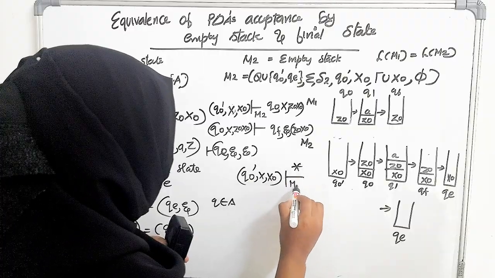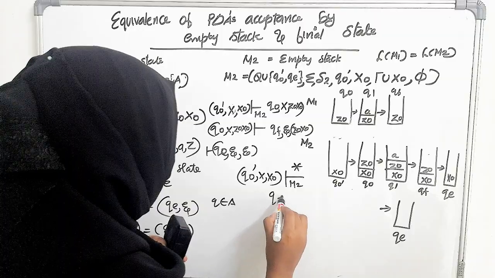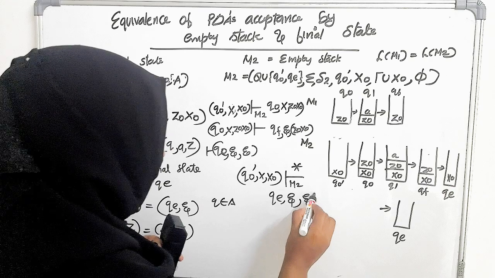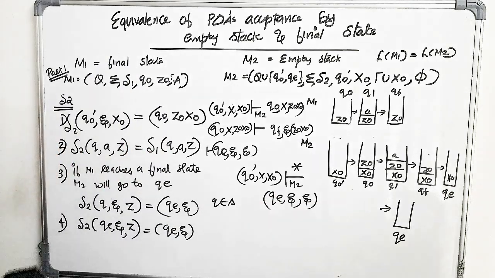In multiple steps, M2 reaches the state QE, the input would have been completely consumed and the stack would have been empty. So this is the case of acceptance, that is when M1 reaches the final state, M2 also empties the stack like this. This is how we prove part 1. So hope this is clear.